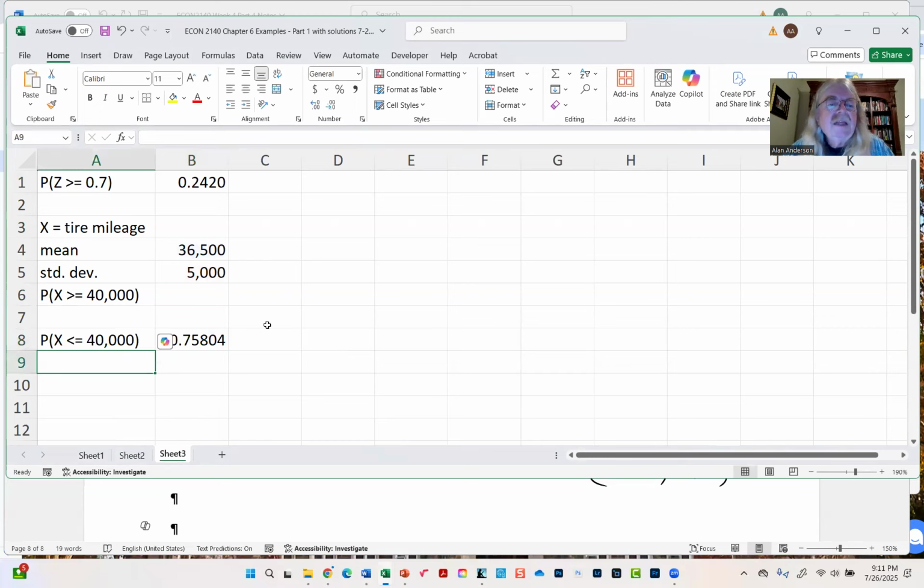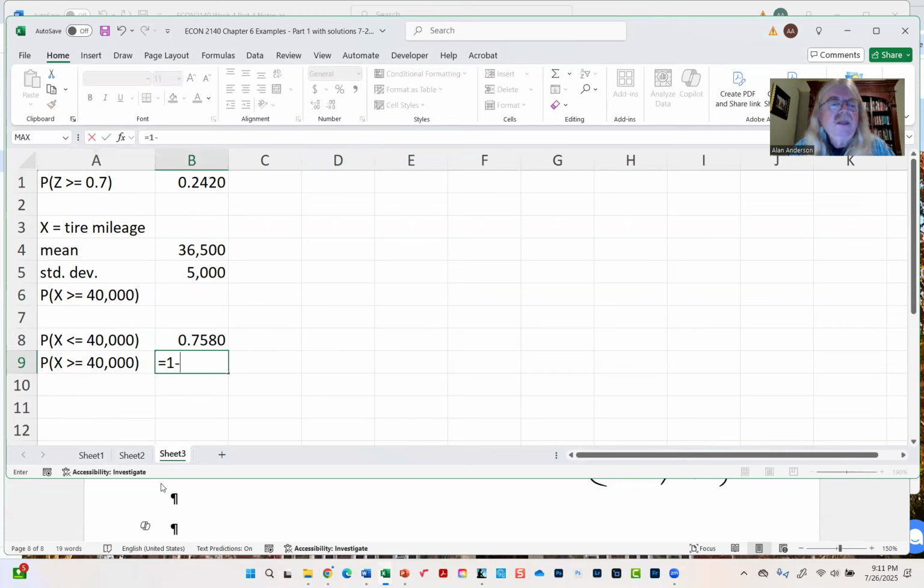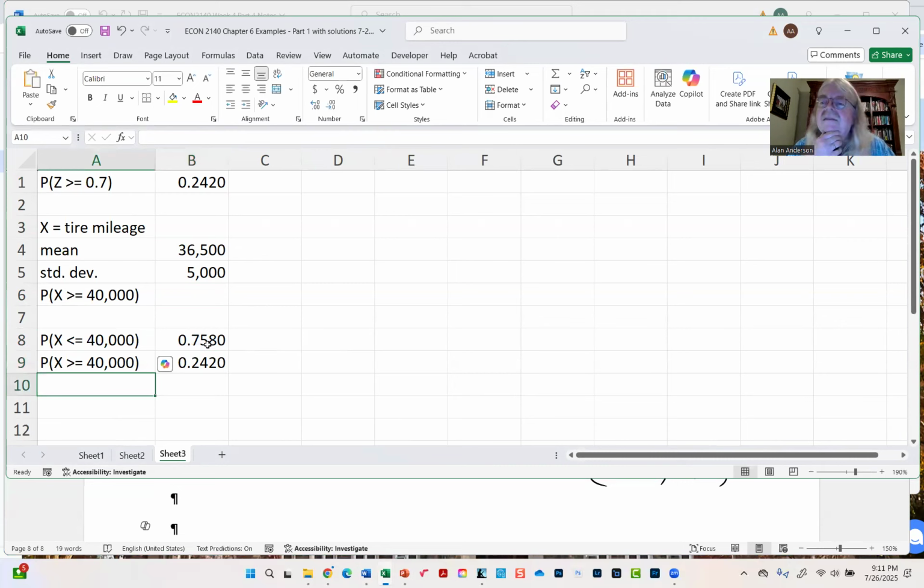And so that's the probability of being less than or equal to 40,000, which means to get the probability of being greater than, it's 1 minus this probability. There you go. So in other words, Excel can handle any normal distribution. The standard normal gets the S, the rest of them have no S. That's how you can tell them apart.